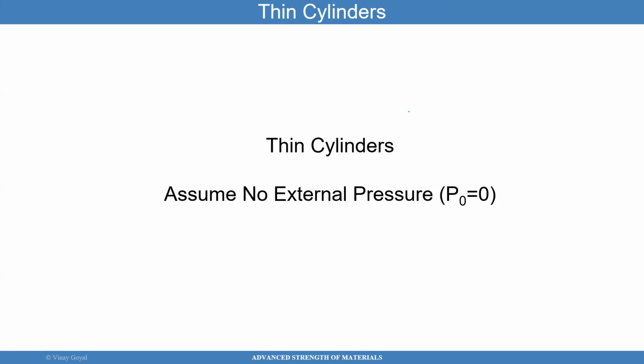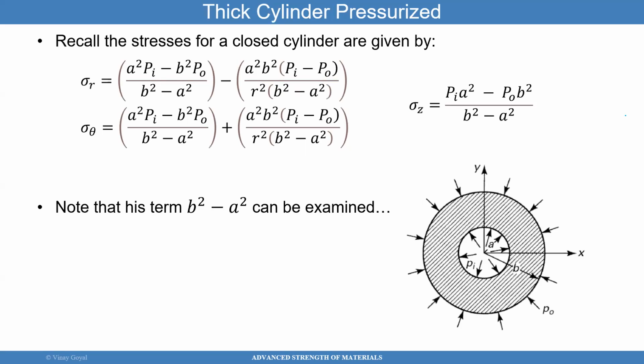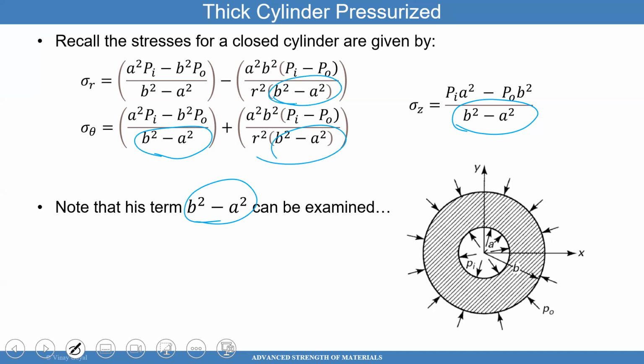So we're gonna assume no external pressure. I've been applying external pressure all along, but for now I'm gonna say that P naught is not there, so I'm gonna kind of ignore P naught. But the term I want to really examine with you carefully for a thin cylinder is this term right here, because that term is showing up everywhere, showing up there, here, here, here. So let's look at that term carefully. B squared minus A squared.